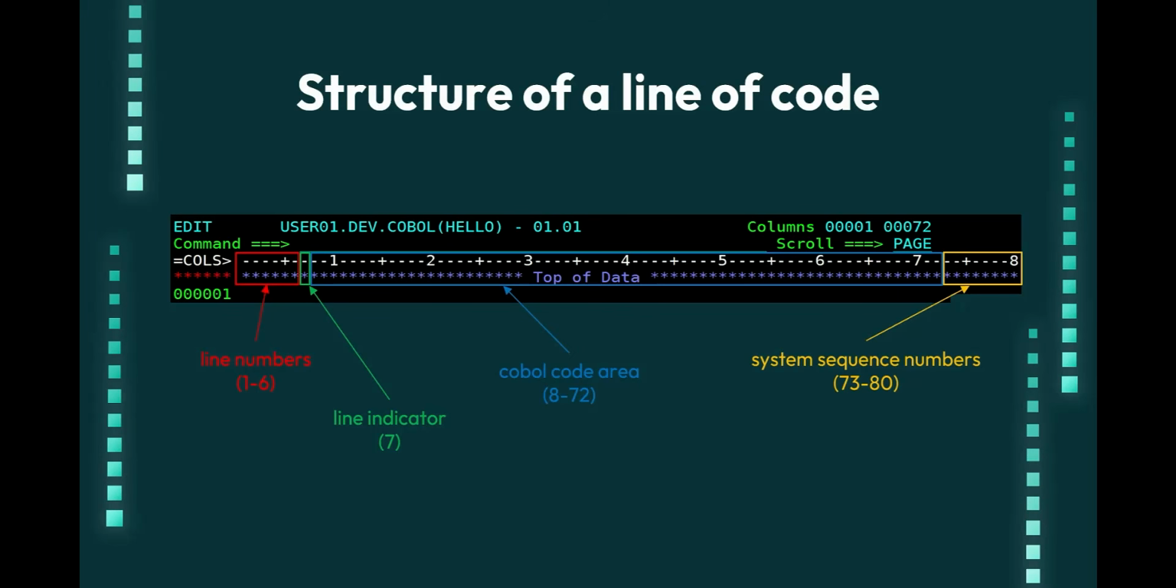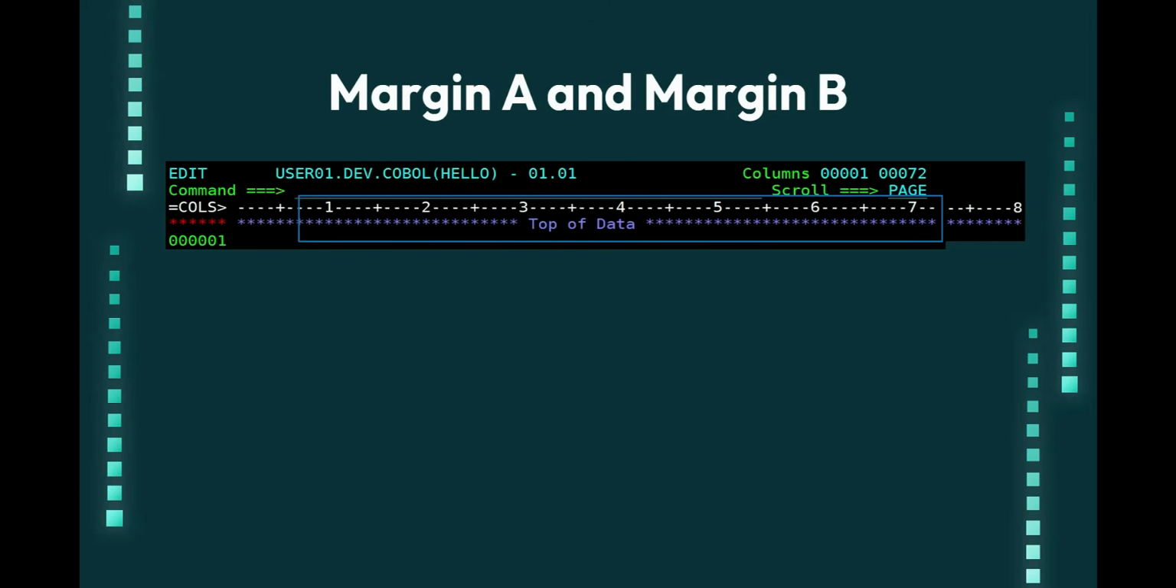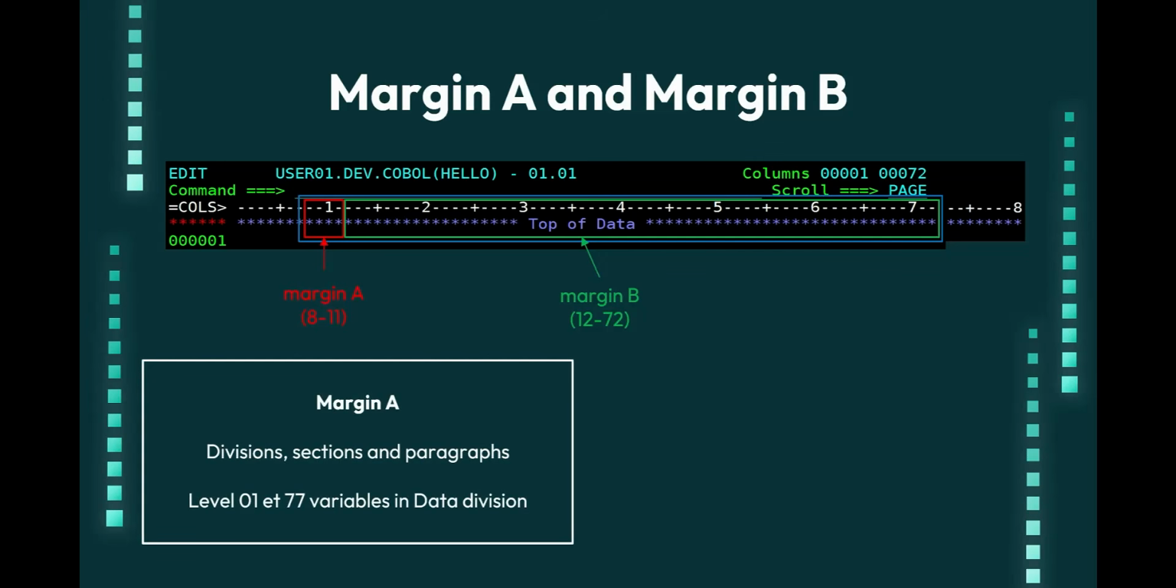Within the Cobol code area, we distinguish between margin A and margin B. Margin A is the area between columns 8 and 11. It is used for the following elements, which we'll explore further in the course: divisions, sections, and paragraphs, and for level 0, 1, and 77 variables in the data division. This means that the first letter of these elements must be written starting in margin A. Keep in mind that margin A is where the structural elements of your program are written.